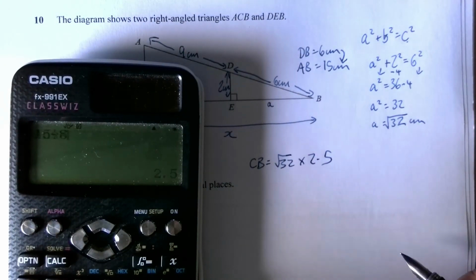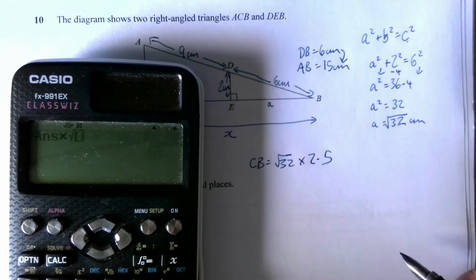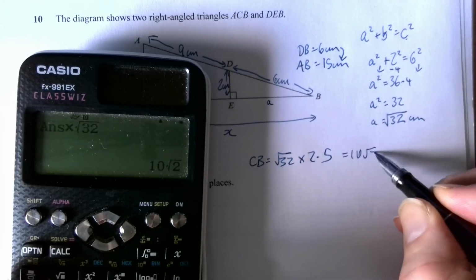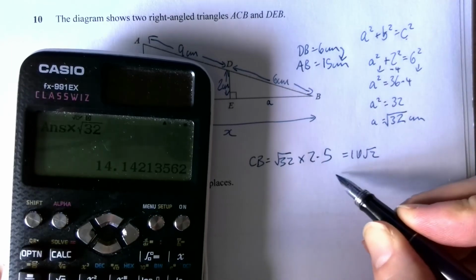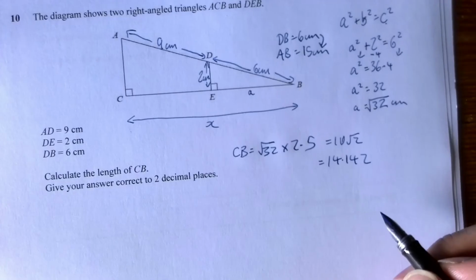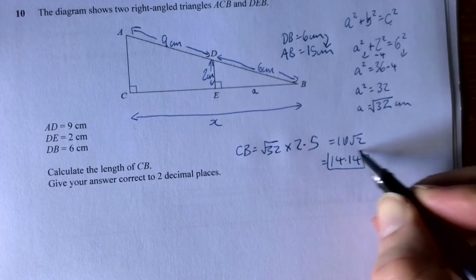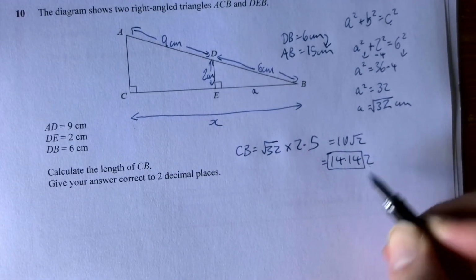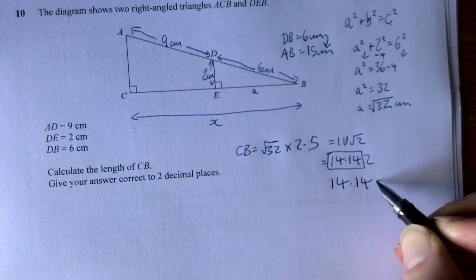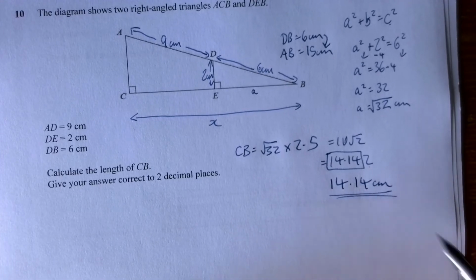Now all I need to do is multiply it by what's there, and it says 10 root 2. Write that down, not that there's much point, is 14.142. So we want it to 2 decimal places, put a box around them, that's only a 2, so it's going to stay where it is at 14.14 centimetres.